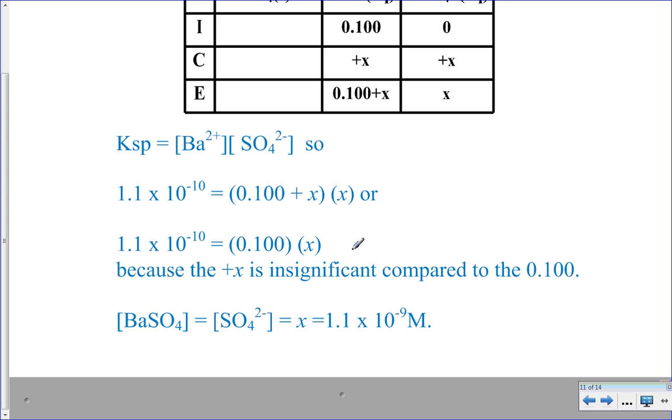And if you check, if I were to add this number to 0.1, I would end up with 0.1000000000011, and when I rounded it, it would turn exactly into 0.100.